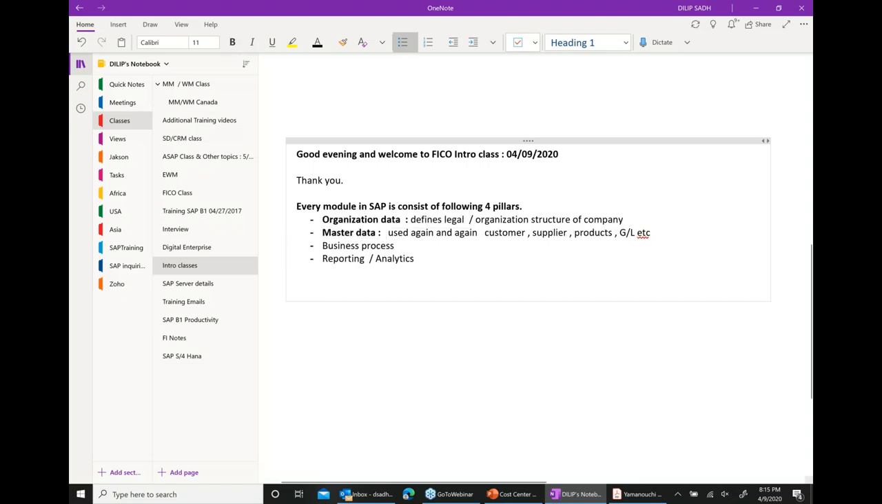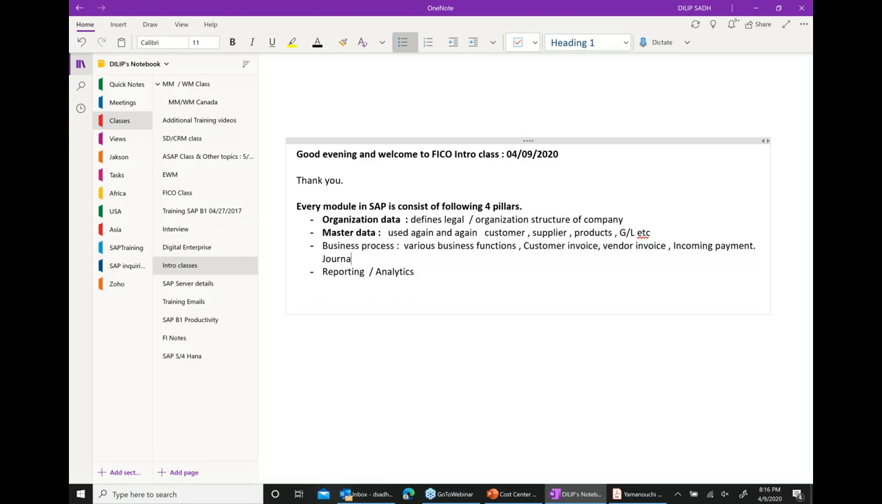And then the business processes. Business process basically means various business functions. Now, what is a business function? Doing a customer invoice is a business function. Doing a vendor invoice is a function. Having an incoming payment from a customer.